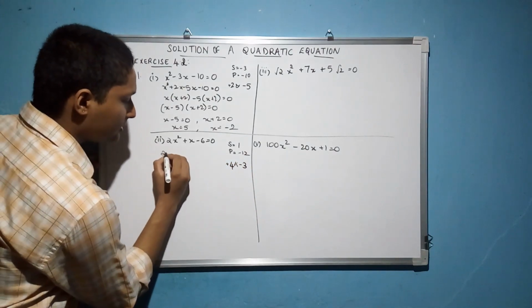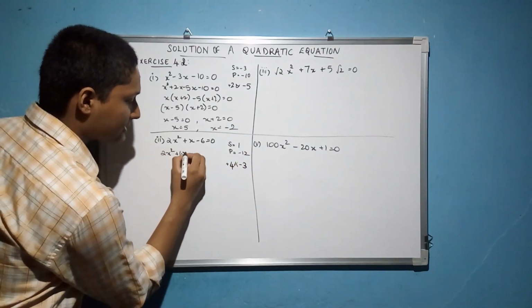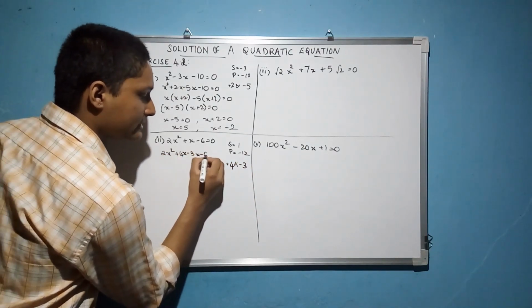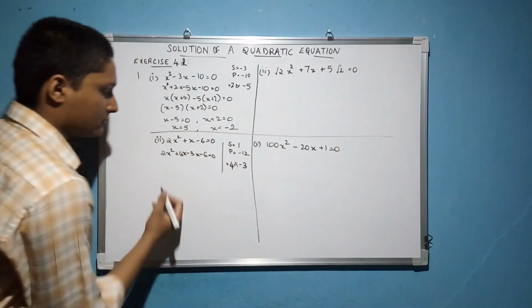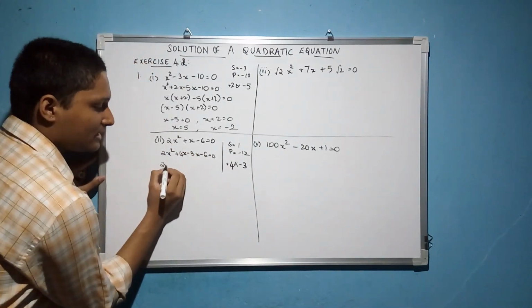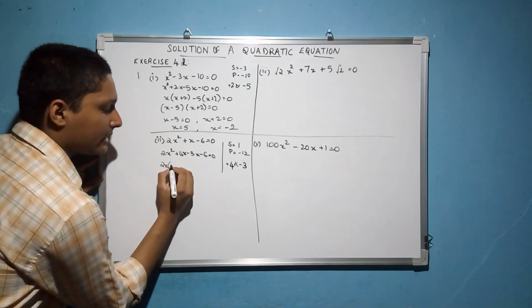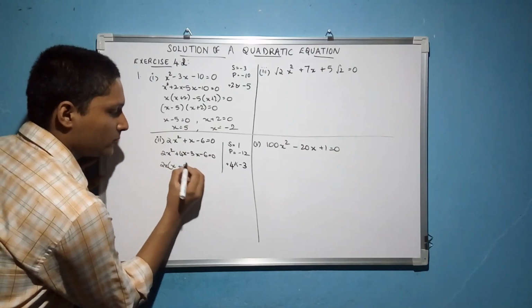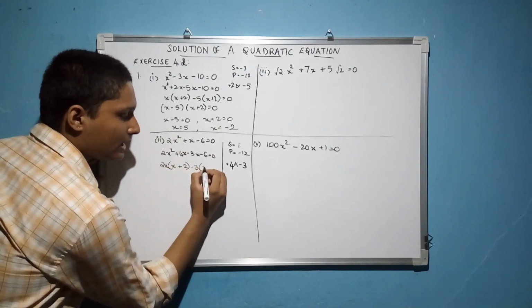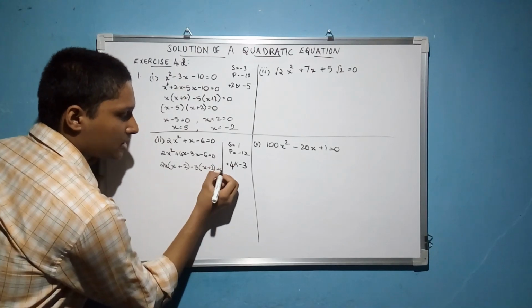So I can write 2x square plus 4x minus 3x minus 6 is equal to 0. Or I'll take 2x common. If I take 2x common, I get x plus 2 minus 3 into x plus 2 is equal to 0.